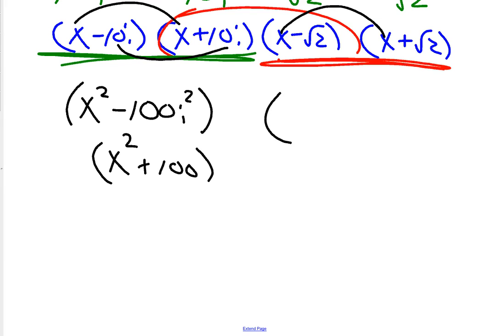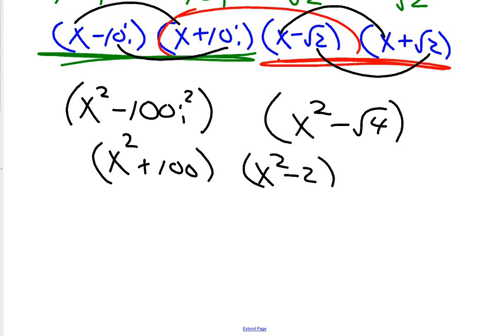x times x is x squared. The two middle things will cancel because they're conjugates. What's negative root 2 times positive root 2? Well, it's negative root 4, but hopefully we know that's just 2. Root 2 times root 2 is 2. Okay? Alright, we just got to FOIL these two binomials, and then we're done.